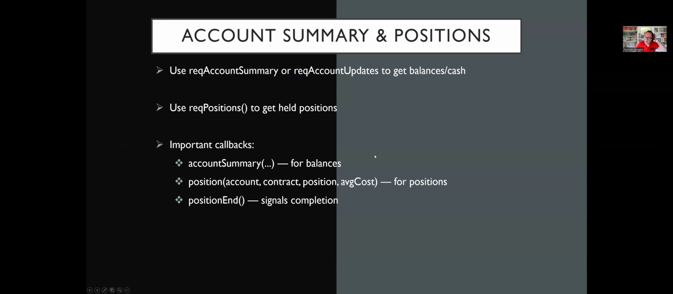So we looked at already how to connect our accounts from Python, and we had a live example of that. That was in the previous video. This is part two, where we're going to look at how we get account summary information and positions.